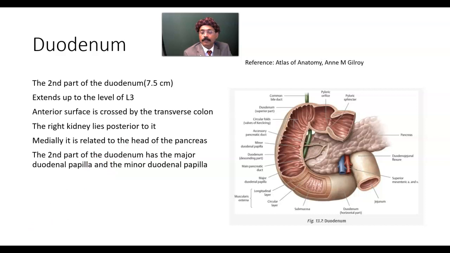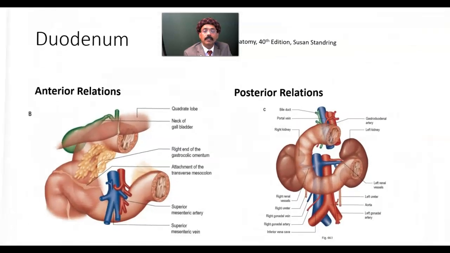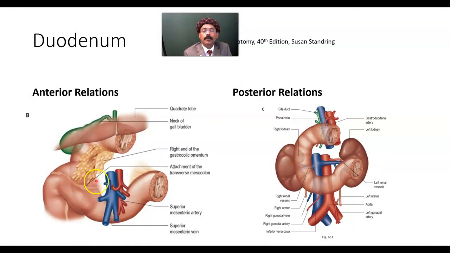If we go to the previous image again, the anterior part is crossed by the attachment of the transverse colon, and the lower part of the superior part, or first part, of the duodenum has the right end of the gastrocolic omentum, that is the part of the greater omentum.